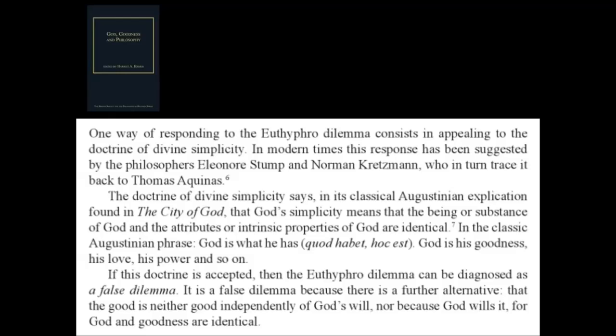The doctrine of divine simplicity says, in its classical Augustinian explication found in the City of God, that God's simplicity means that the being or substance of God and the attributes or intrinsic properties of God are identical. In the classic Augustinian phrase, God is what he has. God is his goodness, his love, his power, and so on. If this doctrine is accepted, then the Euthyphro dilemma can be diagnosed as a false dilemma.